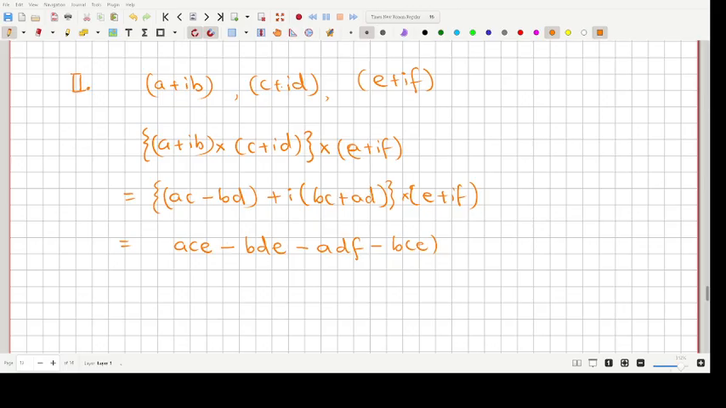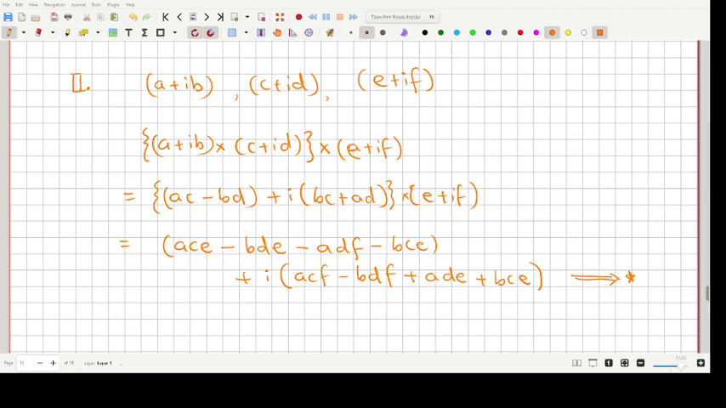So this is the real component, and the imaginary component is going to be AC minus BD multiplied by F. So that will be ACF minus BDF, and then E is multiplied by BC plus AD. So that will give us plus ADE plus BCE. Okay, let's keep this aside.